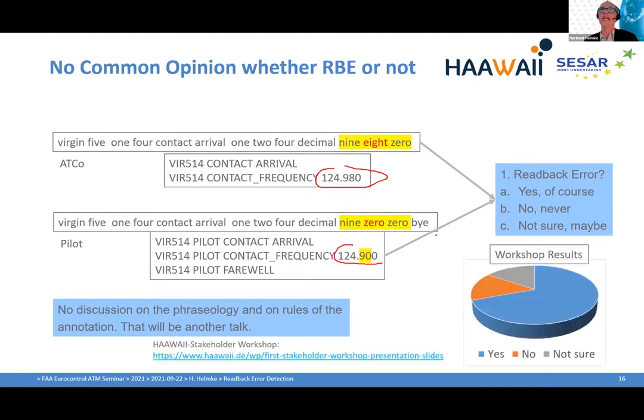We did the same during a Hawaii workshop. You can download the results from the Hawaii homepage. We asked 40 participants, really experienced people in that area who participated in this workshop, for readback error detection. Most of the people said yes, it's a readback error, but some have doubts and some say no, in some cases maybe, but in some cases it's not a readback error. So you see, it's maybe not so easy to decide if it's a readback error or not.